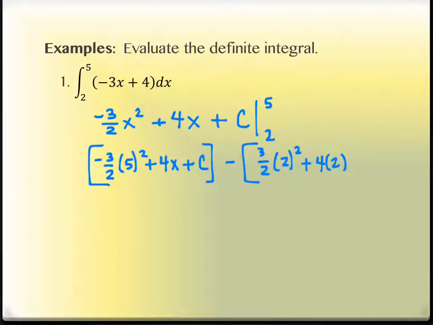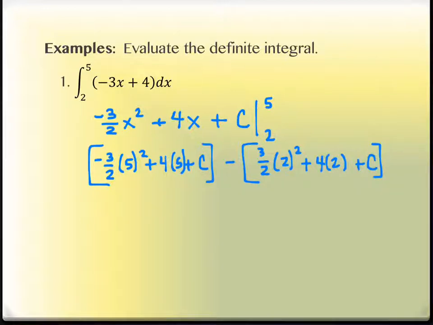I'm sorry, I have an x still left over here. How did I do that? Let me get my 5 left in there like I was supposed to. Then plus C at the end here. Does that look okay?